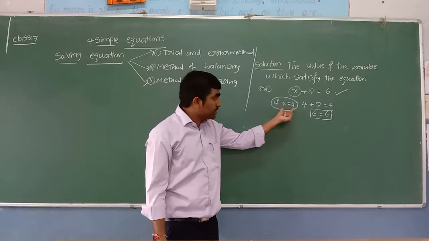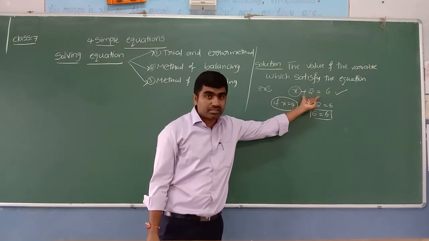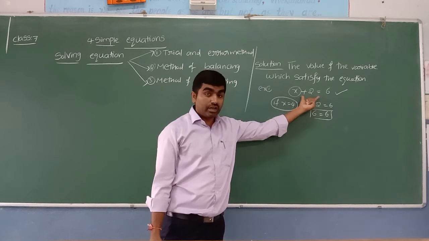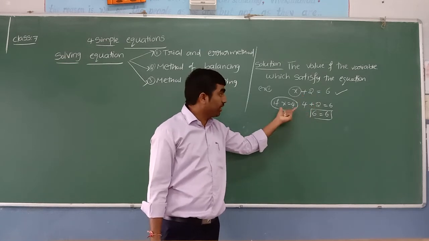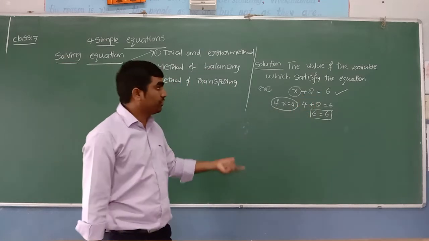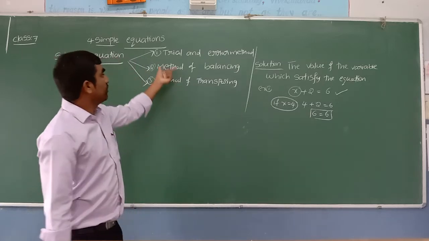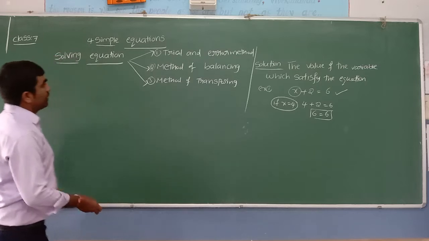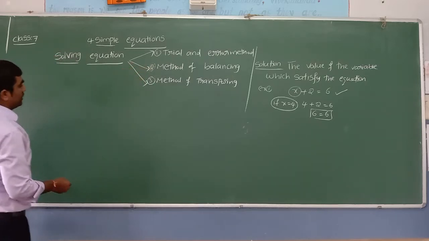Sir, how many solutions are possible for simple equations? Only one solution. A simple equation, a linear equation in one variable, has only one solution. To find that one solution we have all these different methods. Alright, now let me go with the trial and error method.